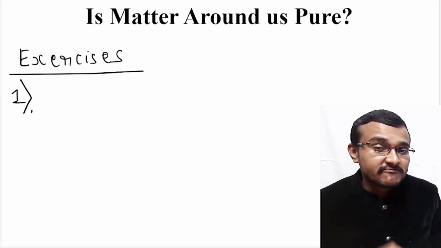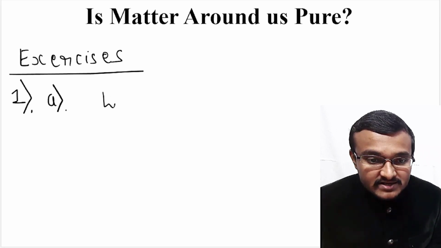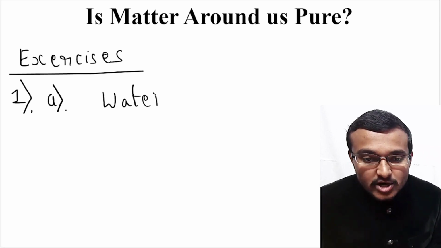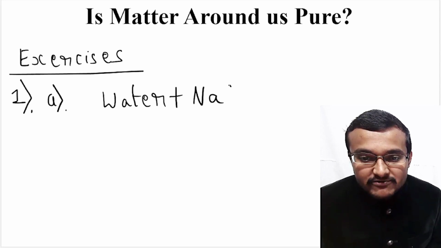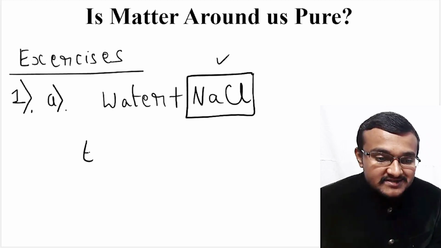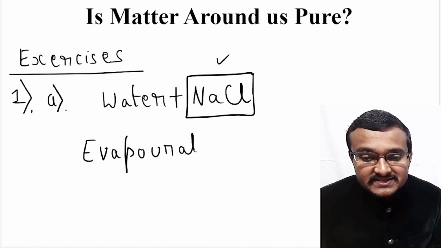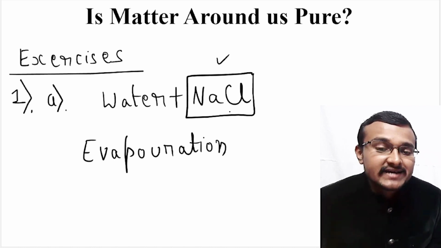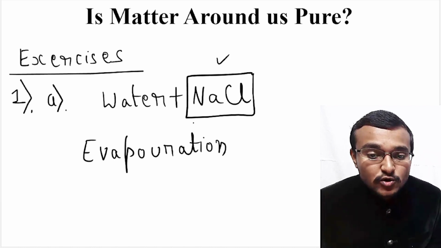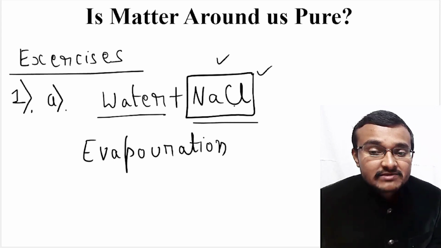Coming to the first question, the A question: in water, there is NaCl. So water plus NaCl is there. You have to remove this NaCl from water. How to remove NaCl from water? Evaporation is the method. You can evaporate because NaCl has a different boiling point. Hence at 100 degrees Celsius it won't get evaporated. So water will get evaporated and NaCl will be left behind.